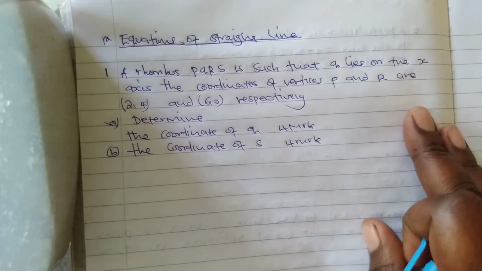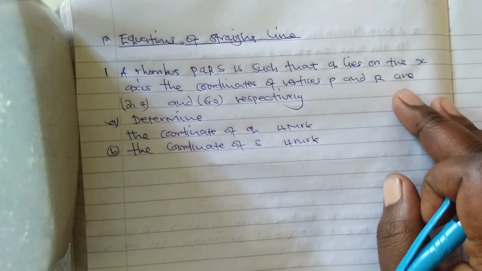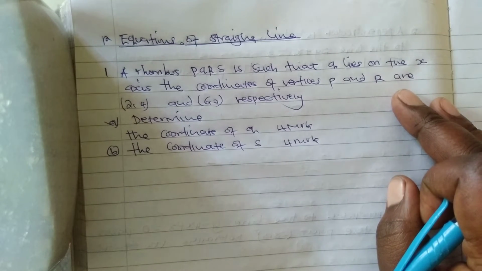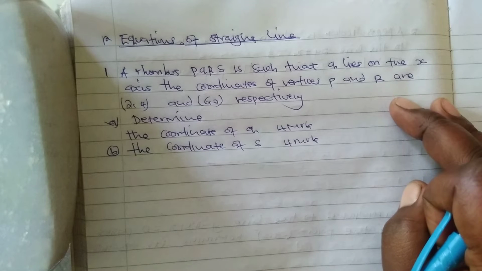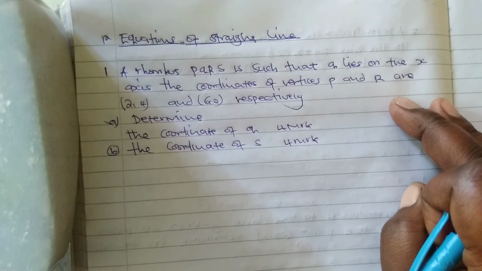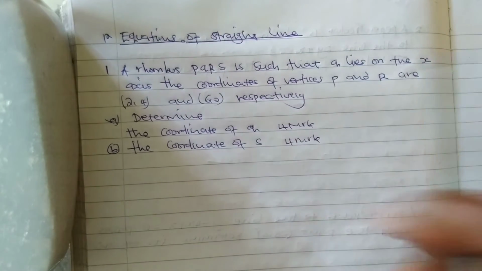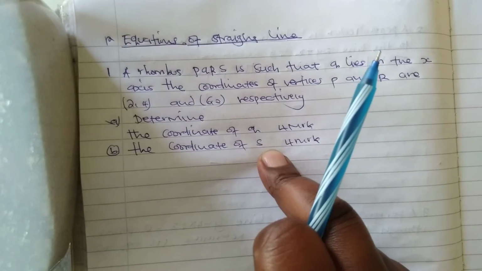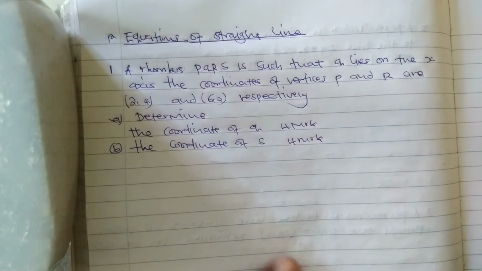Our question says a rhombus PQR is such that Q lies on the x-axis. The coordinates of vertices P and R are (2, 4) and (2, 6) respectively. A, determine the coordinates of Q, 4 marks. B, determine the coordinates of S, 4 marks.